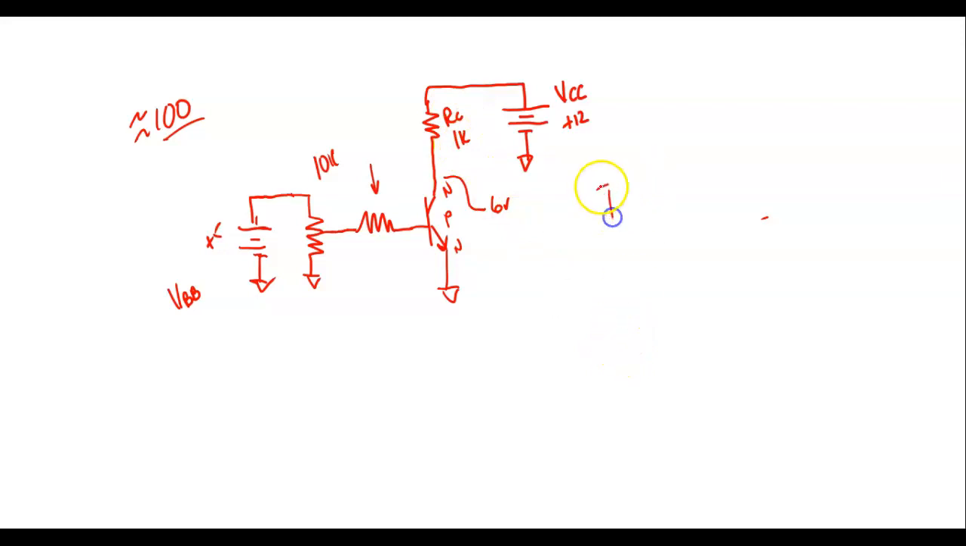Okay, so I can calculate IC, and IC would be equal to 6 divided by 1K. So what would be the current through that resistor that I'm trying to get? 6 milliamps. Everybody okay? That's what I'm trying to get. So we'll set this up. We'll see. Go ahead.